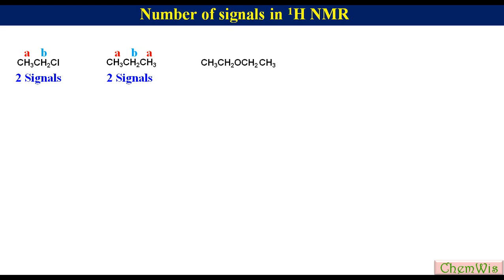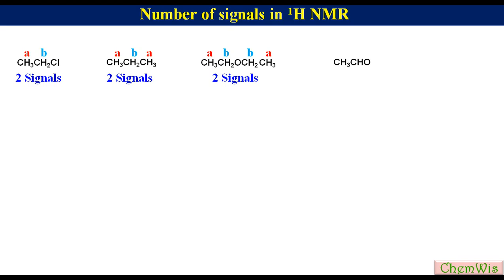Diethyl ether. There are 2 CH3 and 2 CH2 groups. CH3 and CH2 are clearly different. So, label them as A and B. Second CH3 has the same environment as the first one and second CH2 has the same environment as the first one. So we can label them as A and B. Since there are 2 different sets of protons, it will show 2 signals in the proton NMR.